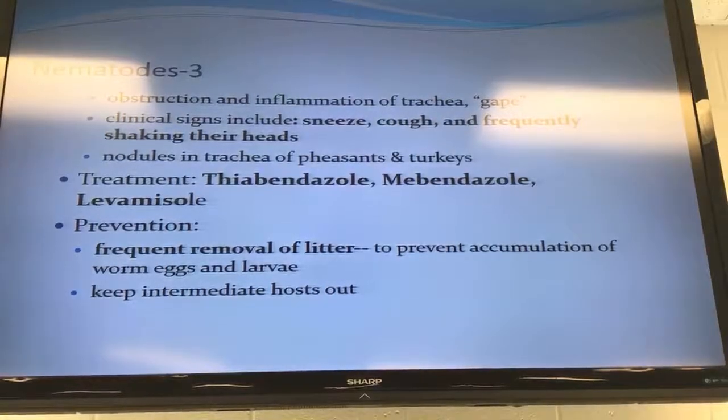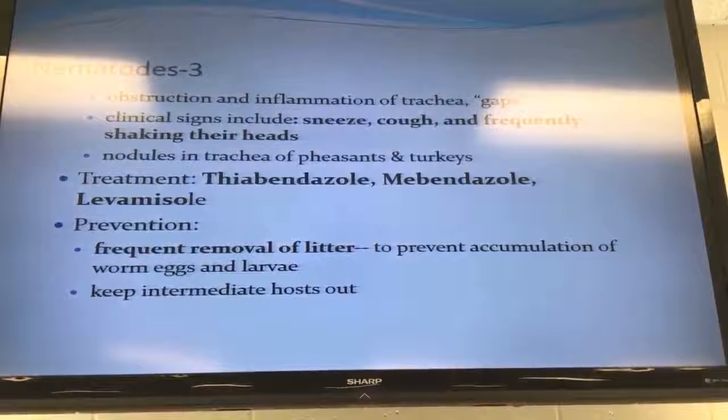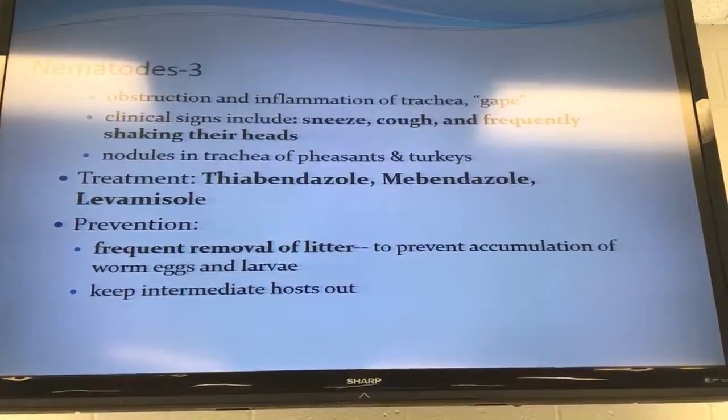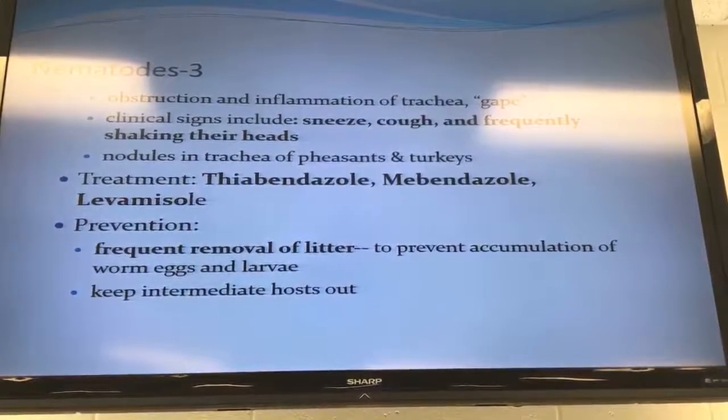They sometimes call this the gape worm. They call it the gape worm because when all these parasites accumulate in the trachea, the chicken really can't breathe, so they start gaping for air. They start gaping for air because it's clogged up with all the parasites that are there, with sneezing and coughing and trying to shake their head, trying to get the stuff out of the trachea.